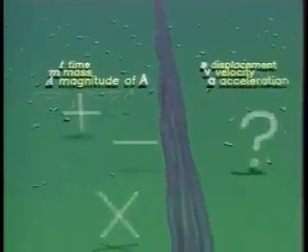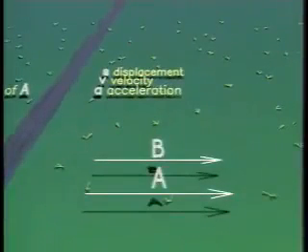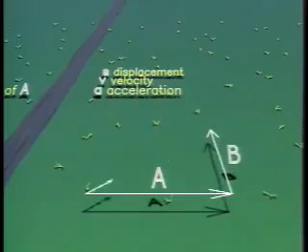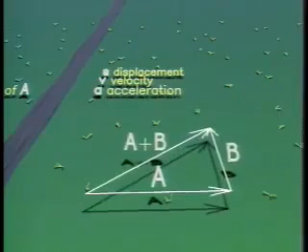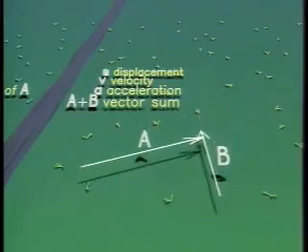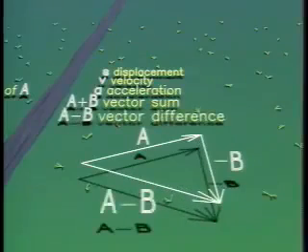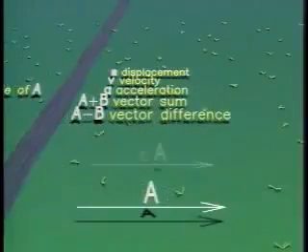With vectors, even the most familiar mathematical operations acquire an entirely new meaning. For example, when two vectors are added together, the sum isn't merely a number, it's a new vector. Also, vectors can be subtracted from each other, and the result is another new vector.